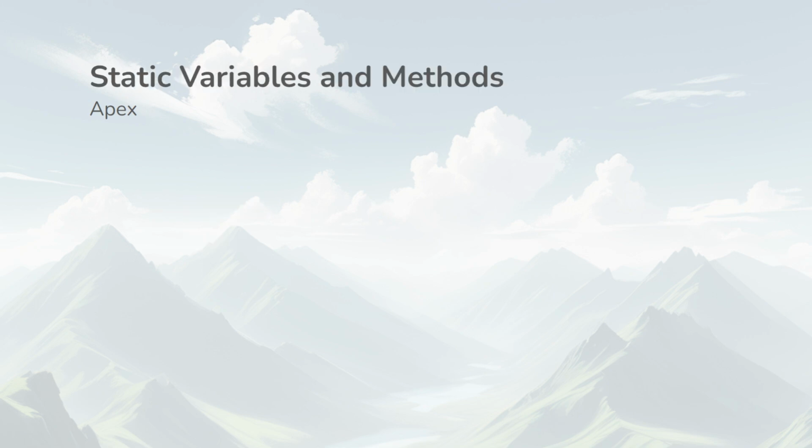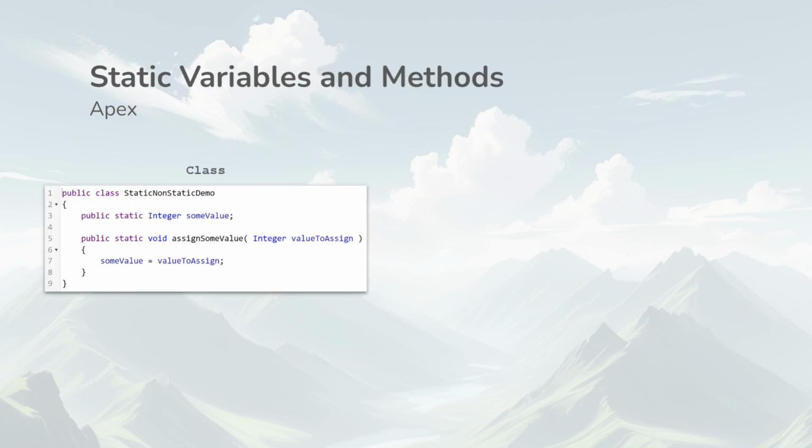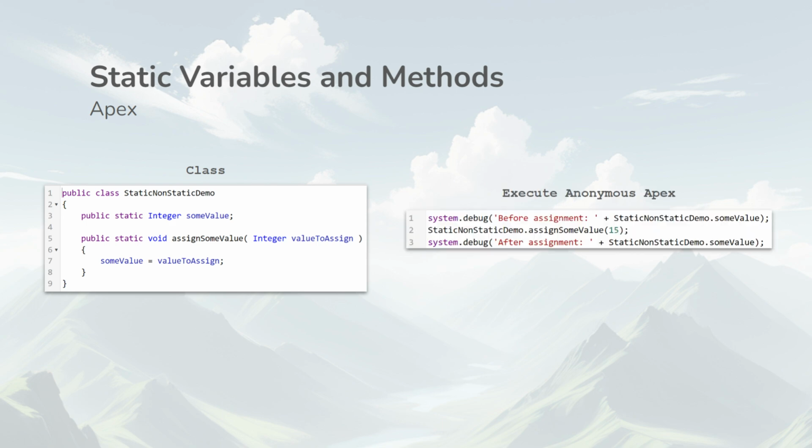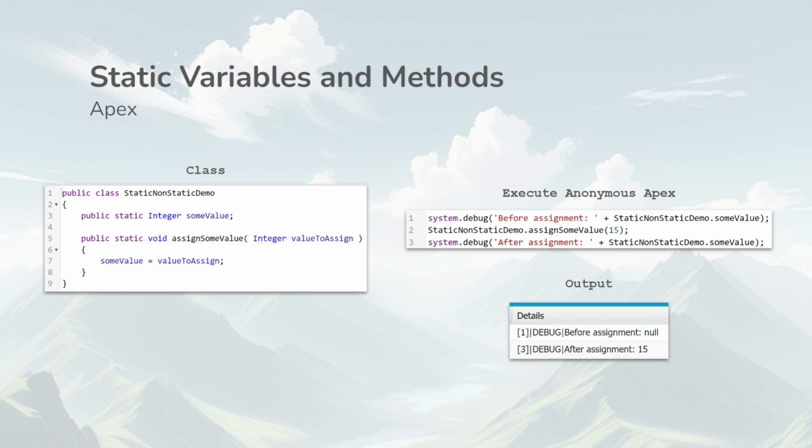Let's try to understand this with an example. So, here is a class which contains a static variable named SomeValue. Also, in this class we have created a method with static keyword named AssignSomeValue. And here is a code in execute anonymous Apex window to assign a value to that variable by calling the static method. You will notice that we did not create an object of the class StaticNonStaticDemo, as both of these variables and methods are static.